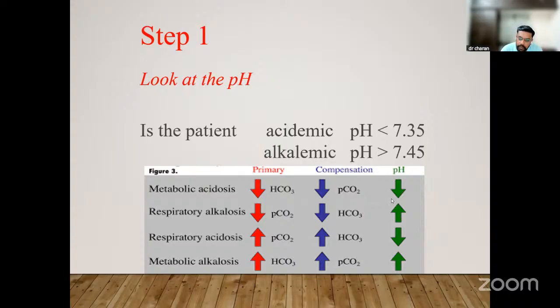As we know, pH less than 7.35 is acidosis. It is predominantly caused either by decrease in bicarb or increase in PCO2. pH more than 7.45 is alkalosis, and it is caused mainly because of decrease in PCO2 or increase in bicarb.